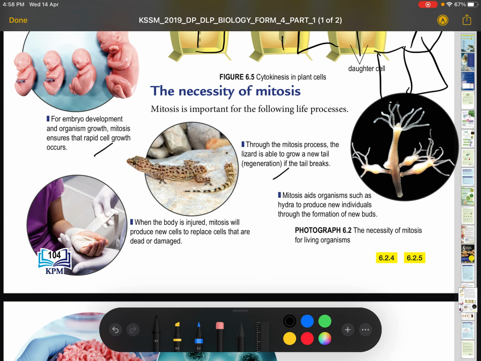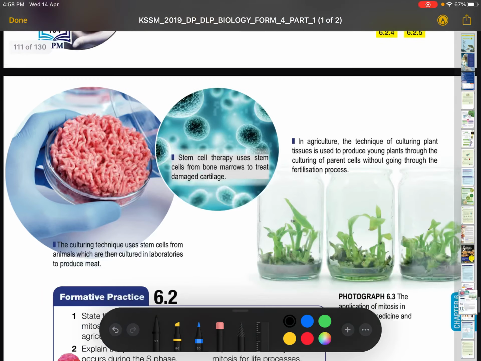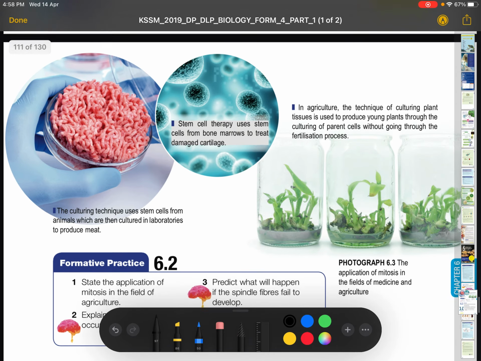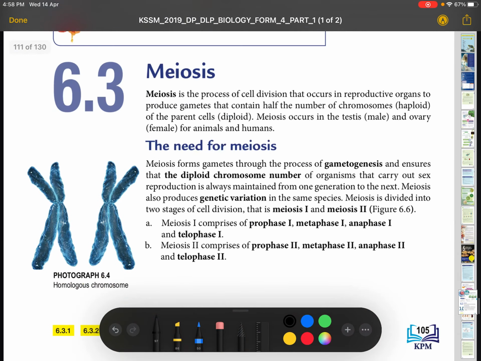Why do we need mitosis? First of all, embryo growth, because you can't grow without mitosis. Regeneration of certain parts of the body, such as the lizard's tail. Produce new individuals through asexual reproduction. Replace cells that are damaged or dead. There's also other stuff, but you don't have to mention much.